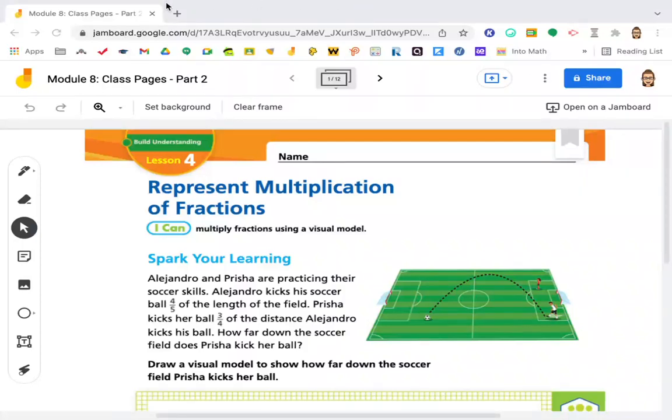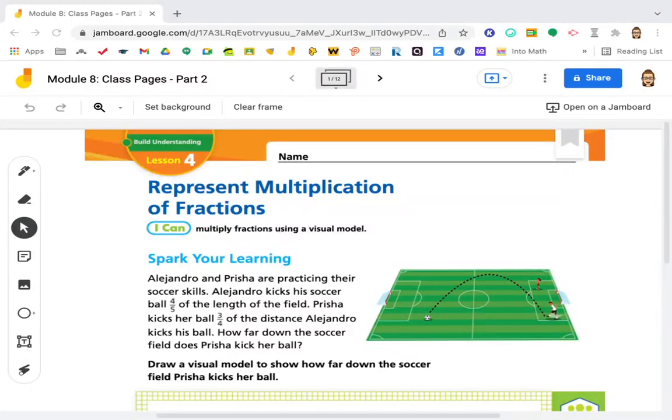Hello, my mathematicians. Today we are going to be looking at Module 8, Lesson 2, which is all about representing multiplications of fractions. Hopefully by the end of this lesson, you'll be able to multiply fractions using a visual model.